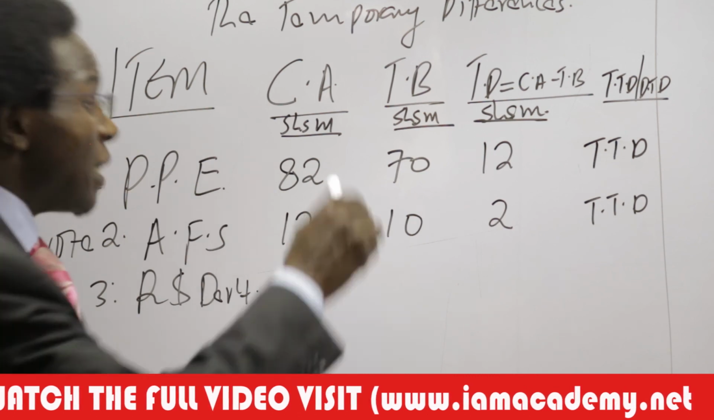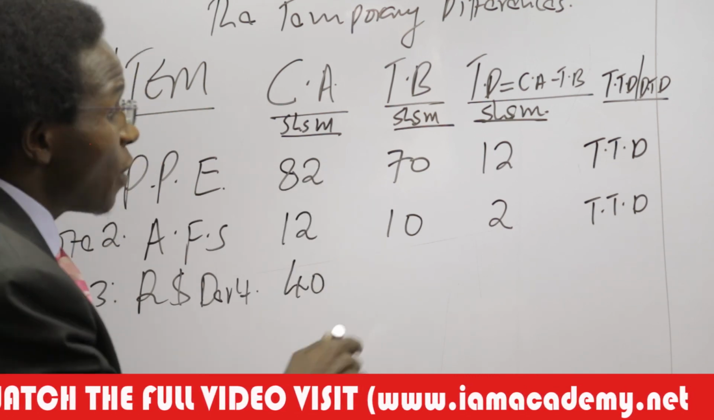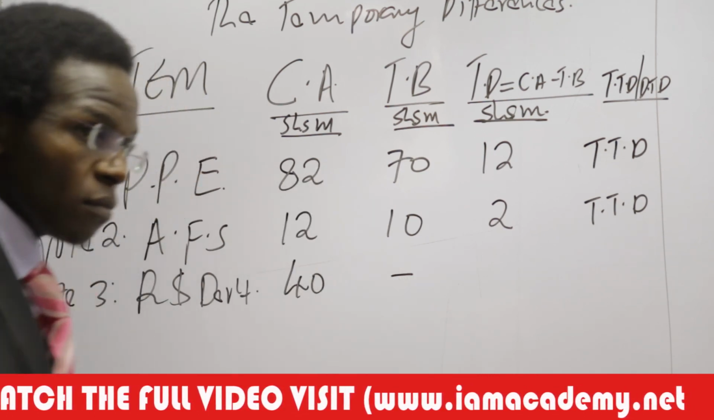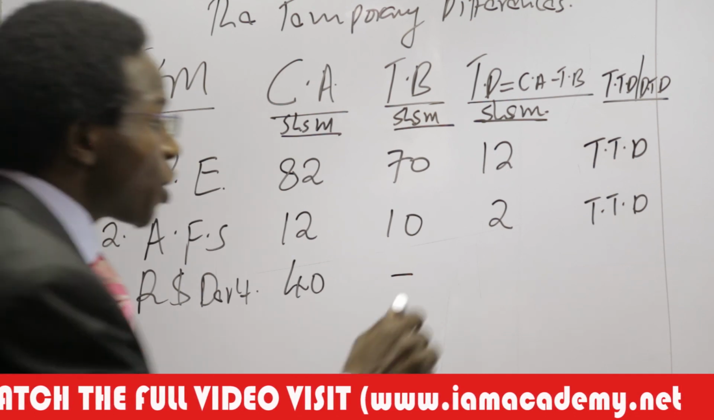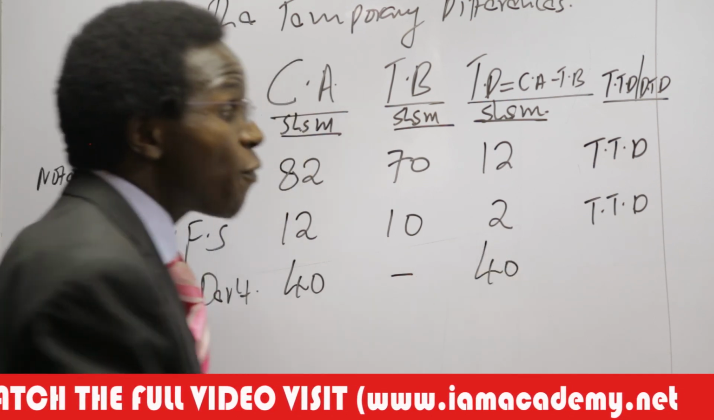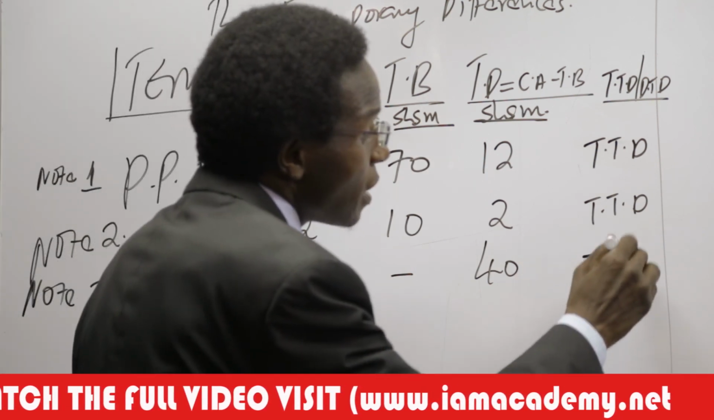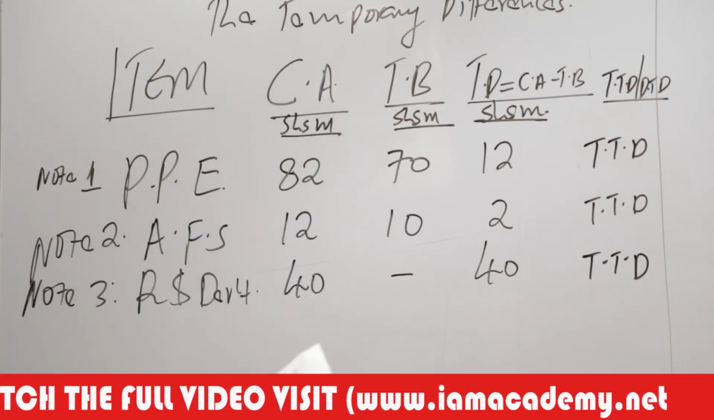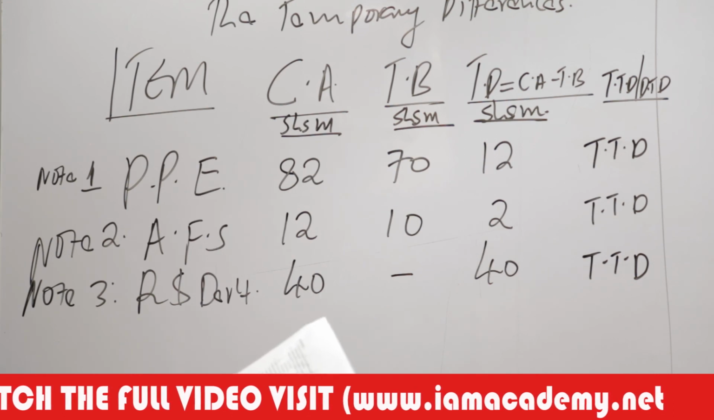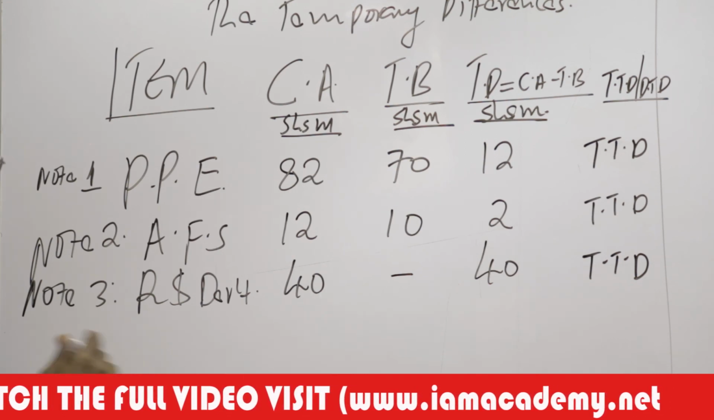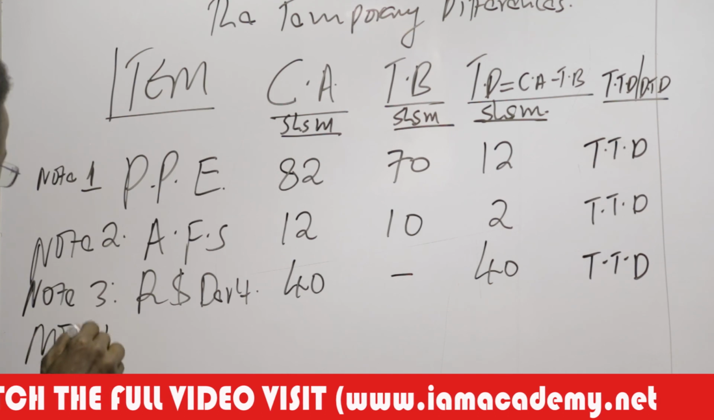This means that in this year, out of 40 million, the tax base is nil. Then our temporal difference will definitely be 40 million. This means this is a taxable temporal difference. The next item is number 4. We are talking about note 4 now.